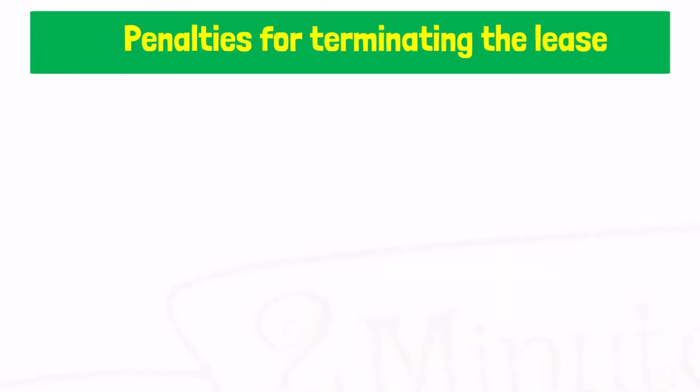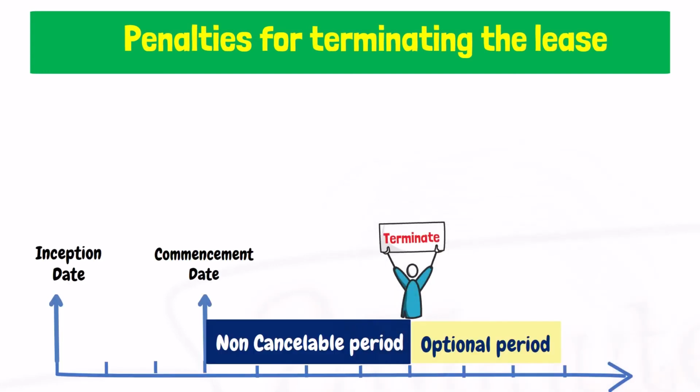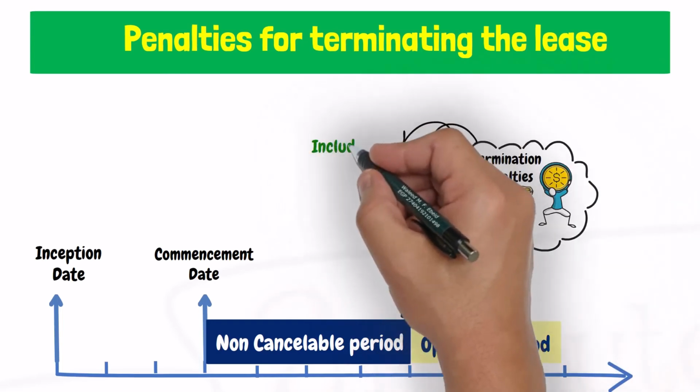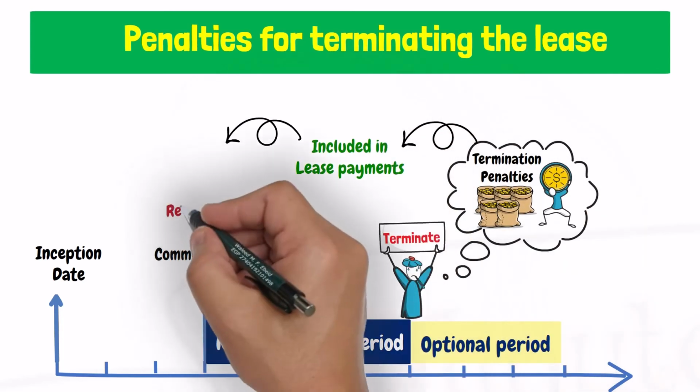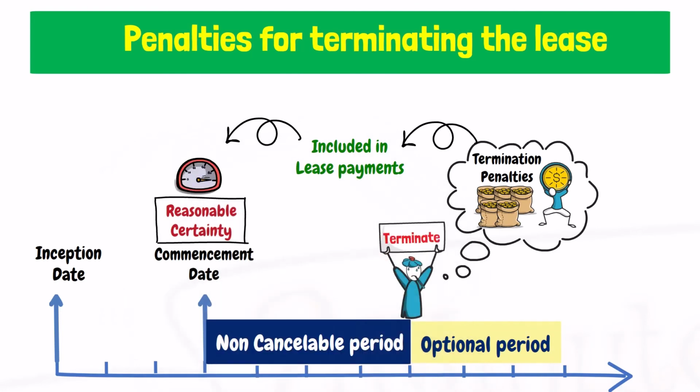The fifth component of the lease payments is penalties for terminating the lease. If the lessee has an option to terminate the lease agreement, and there was a penalty that the lessee should pay for lease termination, then this termination penalty should be included in the measurement of the lease payments, only when there is a reasonable certainty at the commencement date that the lessee will terminate the lease.